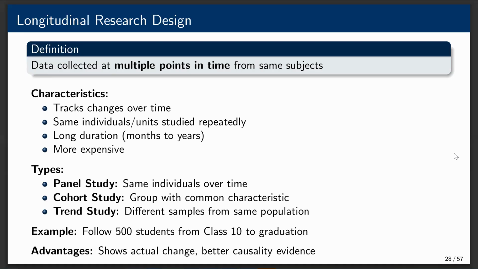The different types of longitudinal research design include panel study, the same individuals over time; cohort study, group with common characteristics; trend study, different sample from the same population. So an example is to follow 500 students from class 10 to graduation. Then the advantage is it shows the actual change and better causality evidence, right?